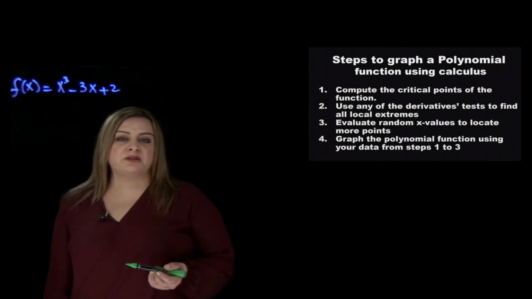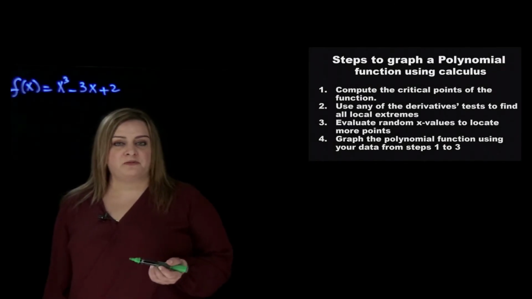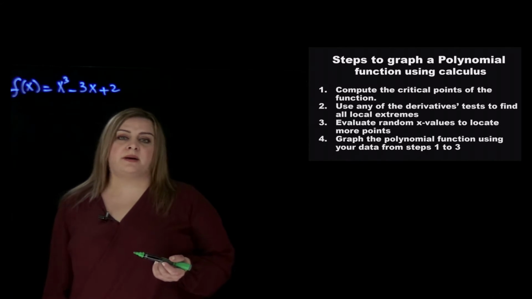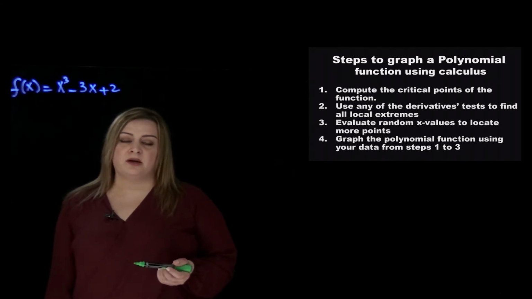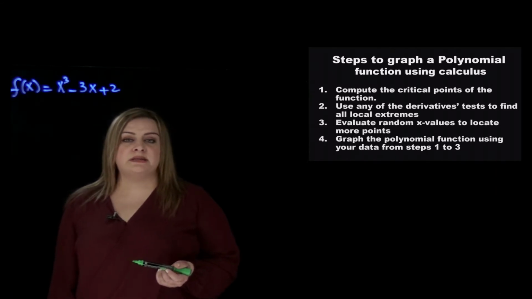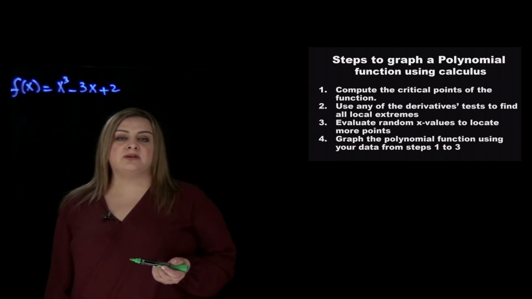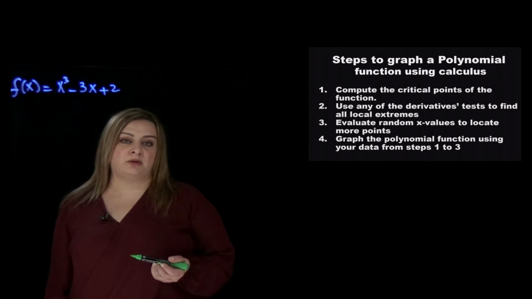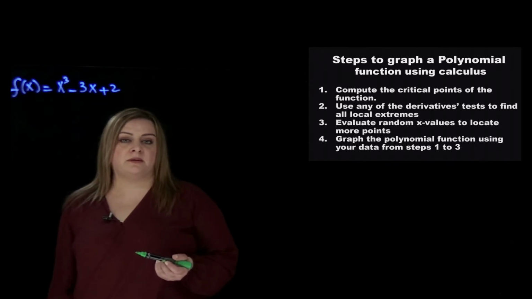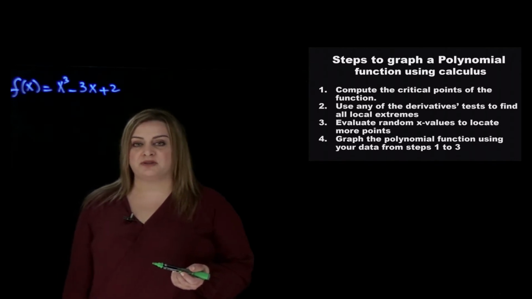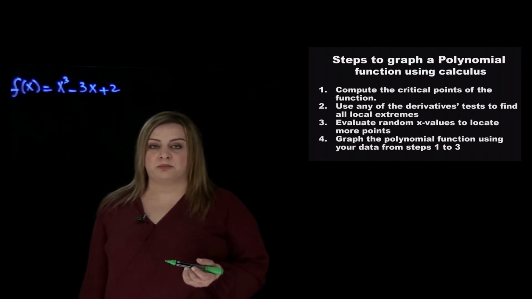This is the cubic function we want to graph. f of x is equal to x cubed minus 3x plus 2. We will do so by using the steps shown on our screen to graph a polynomial function using calculus that I collected from our book. We will compute the first 3 steps, use the steps, and graph our function. Let's start with step 1.